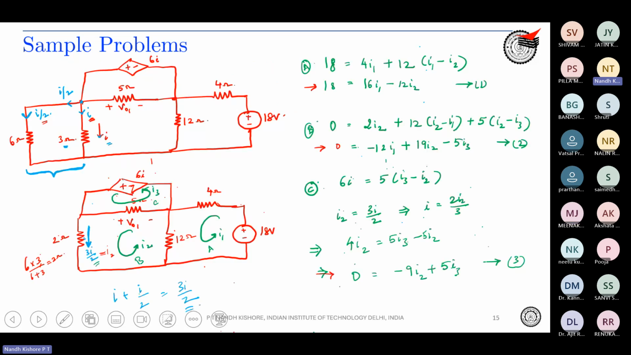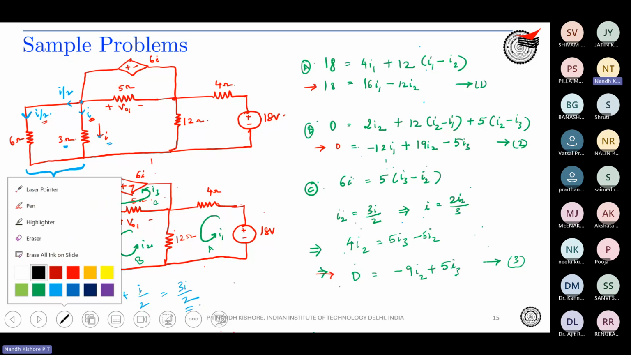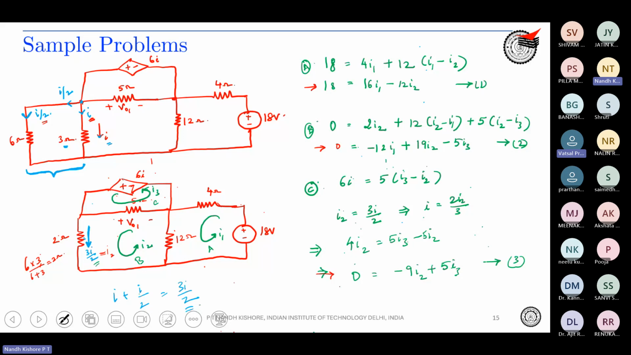Okay, so we have got I1, I2, and I3. From this circuit, can you tell what is my VO1? What is the expression for VO1? So what is VO1? VO1 equals 5 times I2 minus I3. Correct. So 5 times I2 minus I3 is VO1, right?